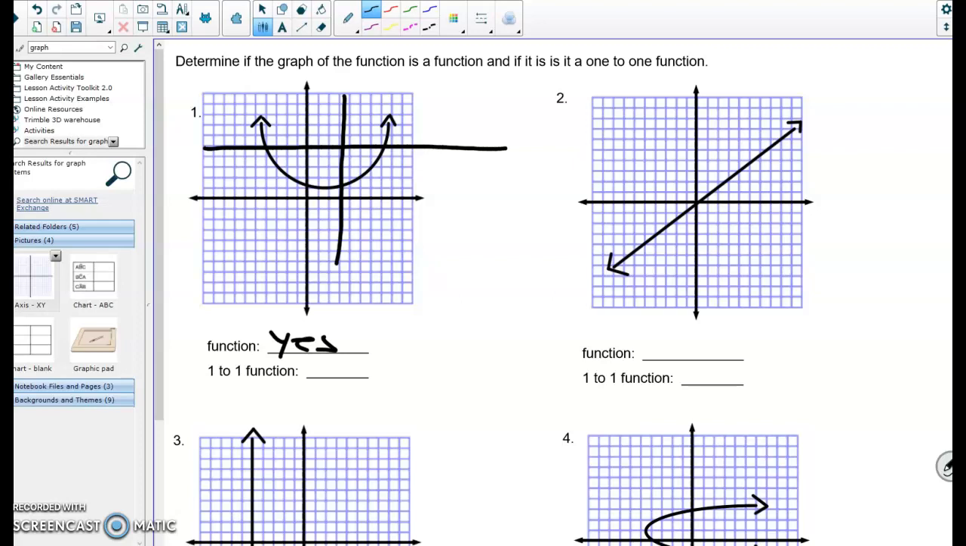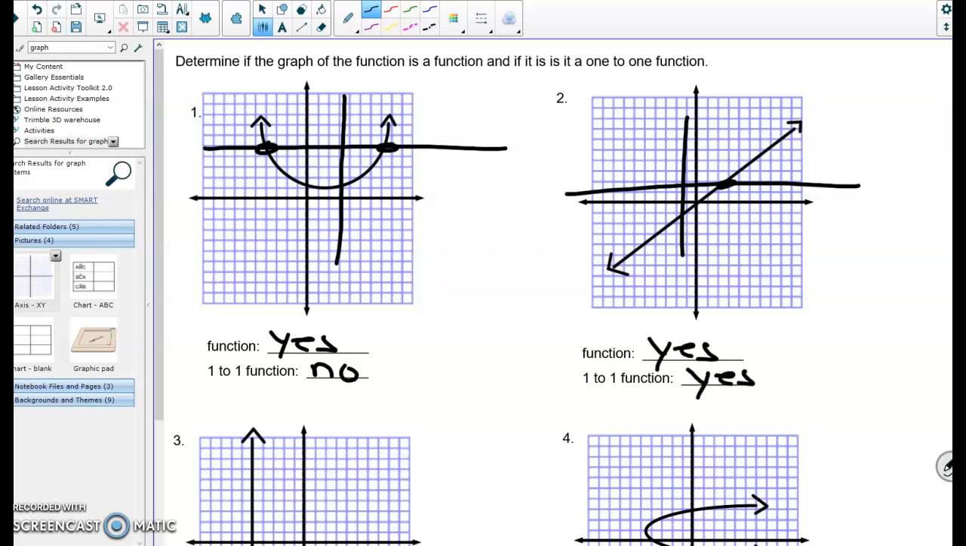Then I go to the horizontal line test. It hits at two spots, so it's not a one-to-one function. So my answer here is no. Here, it passes the vertical line test. It is a function. And here, it would also pass the horizontal line test. So it's a one-to-one function.